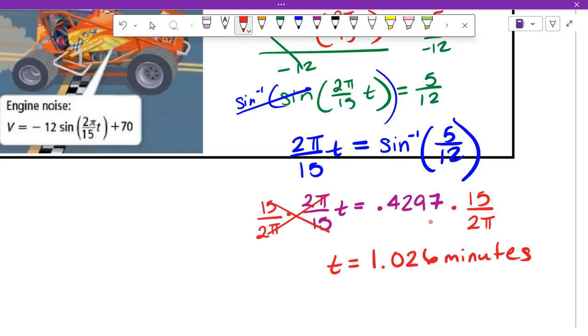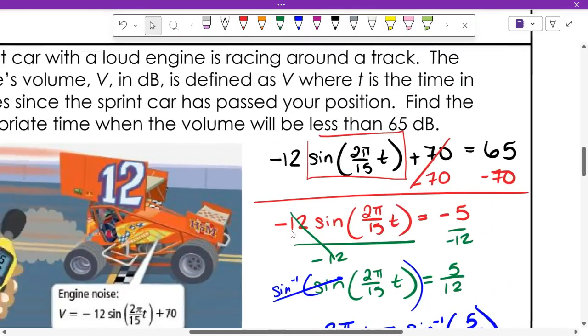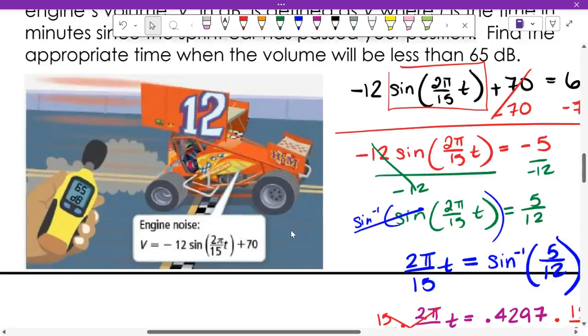So that's how long it takes for the volume of the loud engine, sorry, the sprint car. I couldn't remember what kind of car it was. It takes for the sprint car to have a loud engine, and that way it will be less than 65 decibels at that point.